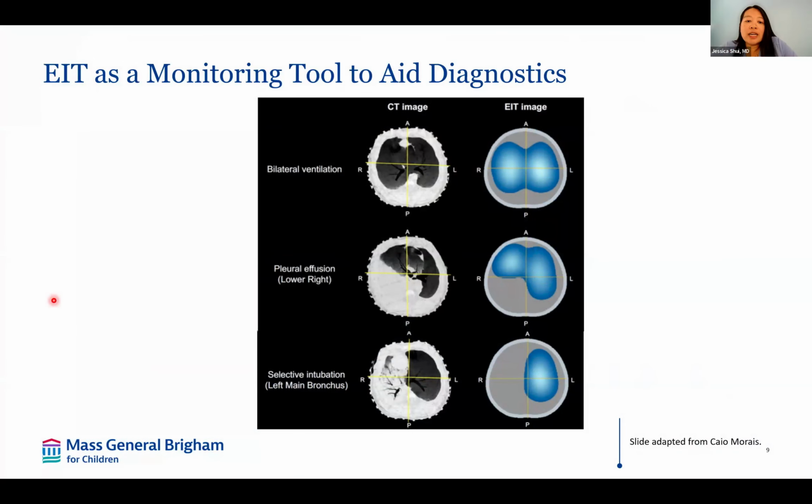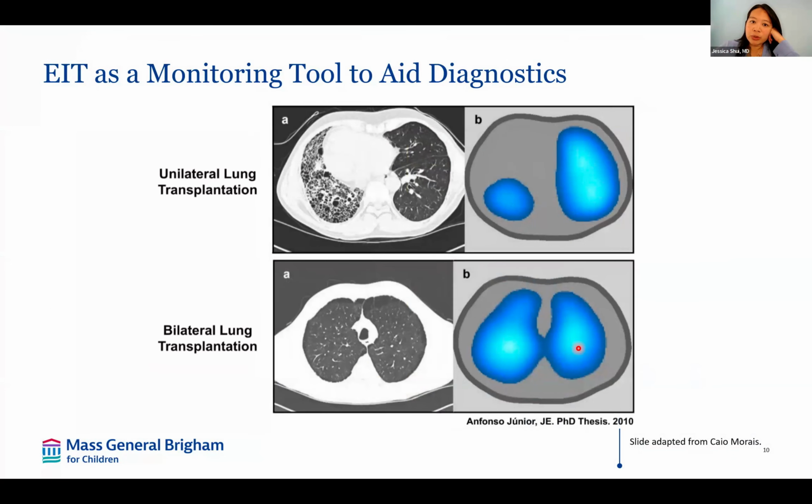And here's an example in an adult looking at normal bilateral ventilation on CT imaging and what it would look like on EIT, versus if there was a pleural effusion in the lower right quadrant, it would look like this on EIT to show where aeration is entering in the chest. And if there was one lung ventilation, like here in the left main stem bronchus, it would look like this on EIT.